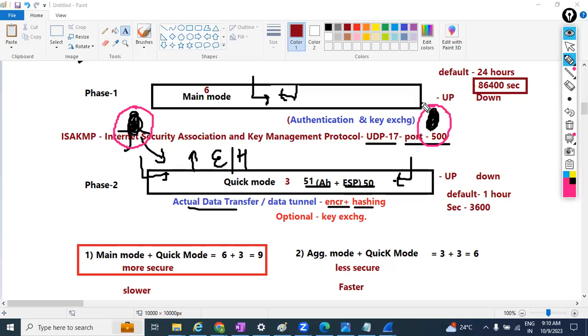So for security purposes, I want to terminate it and reinitiate. That's the reason we have a lifetime for that. And what is the default lifetime? 24 hours.